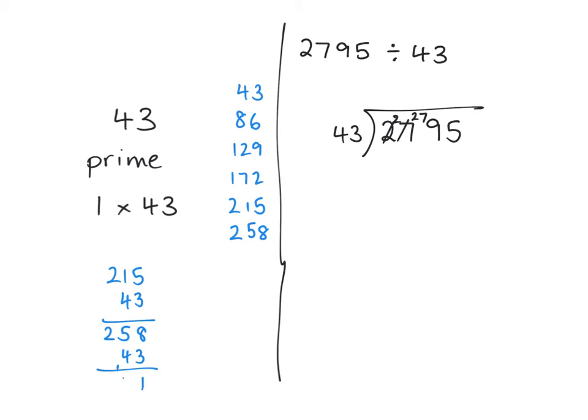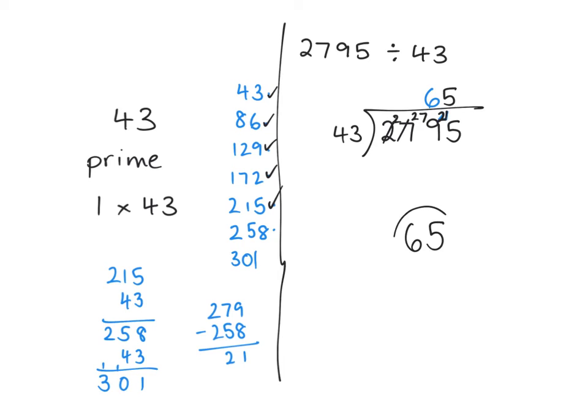That's 11, that's 10, that's 301. So that'll work for me. So I've got 1, 2, 3, 4, 5, 6 in there. And I need to do 279, take away 258, just to see what the remainder is, 21. And there, how many 43s fit in 215? Well, do you know what? I know I've got it right now. 1, 2, 3, 4, 5, because it fits in exactly. So I know the answer is going to be 65.